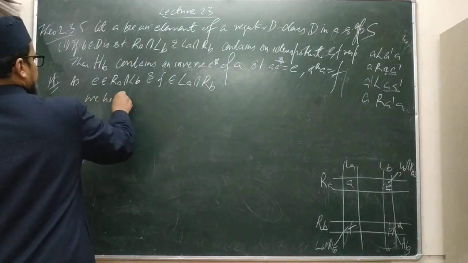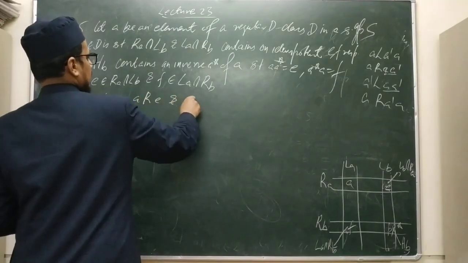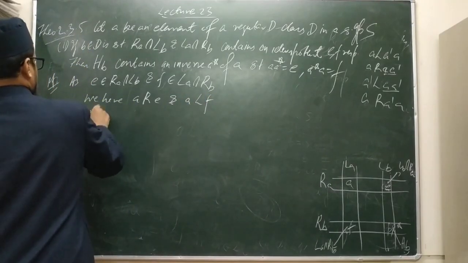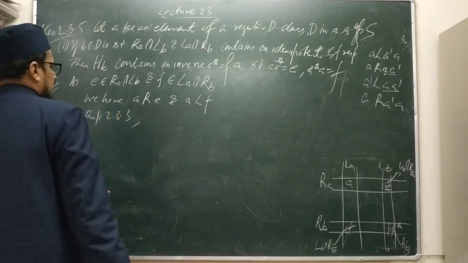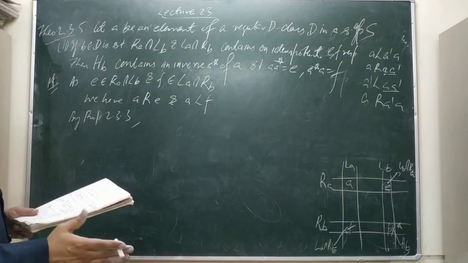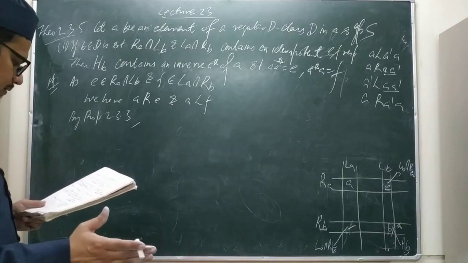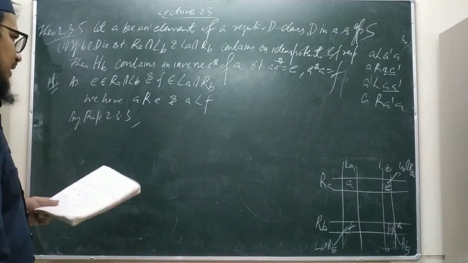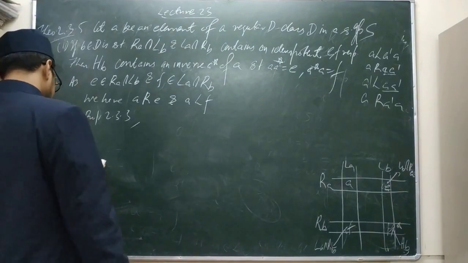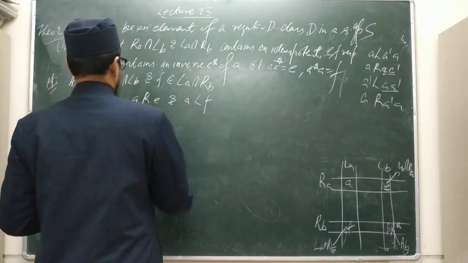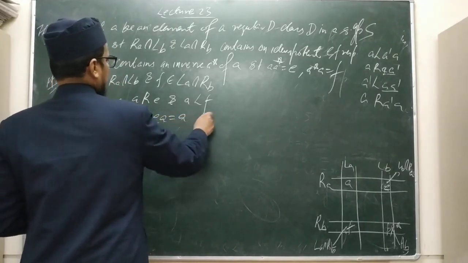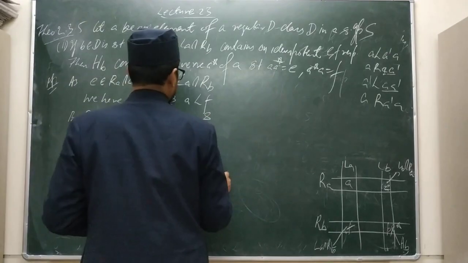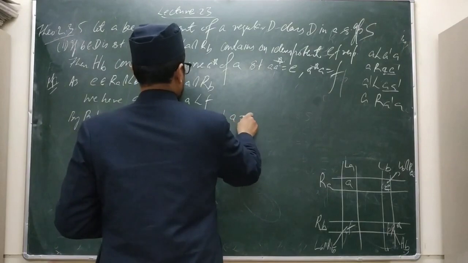We have ARE and ALF, and by proposition 2.3.3 we know that E is the left identity for R_E and F is right idempotent for LA, isn't it? LF you can say, LA you can say. So what we have? We have EA is equal to A, and because E is left identity for RE, and FA is equal to E.